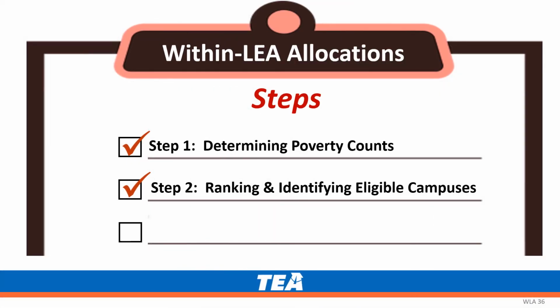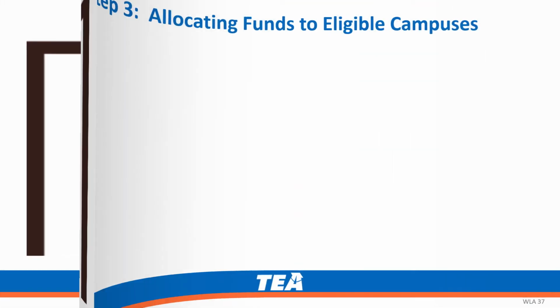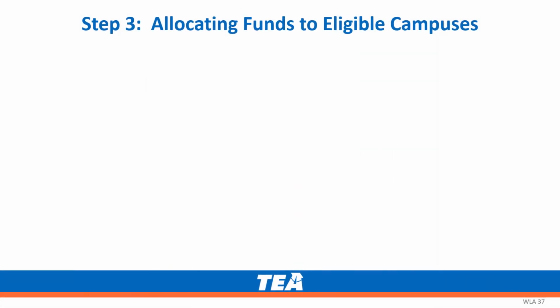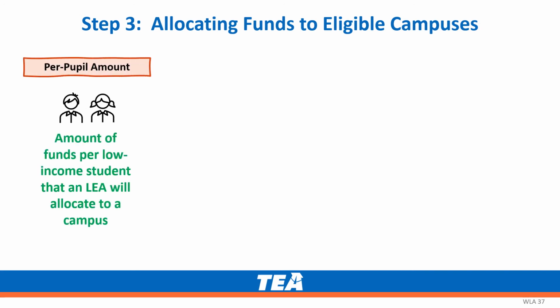Now that we've completed steps 1 and 2, we now get to step 3, allocating funds to eligible campuses. Before we begin to examine the allocation of funds to eligible campuses, let's gain a better understanding of some of the phrases I will be referring to in this section of the training. I will be referencing per pupil amount. The per pupil amount is the amount of funds per low-income student that an LEA will allocate to a campus.